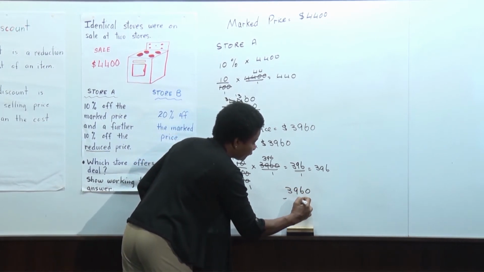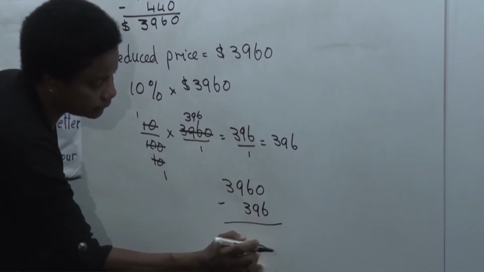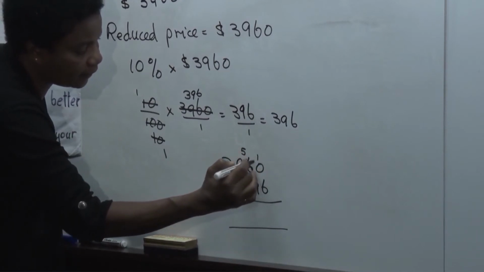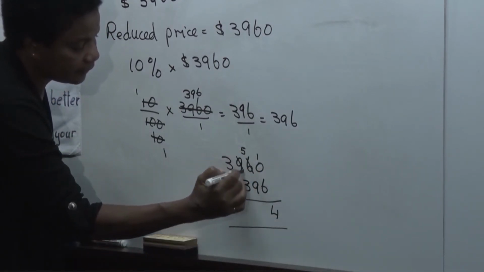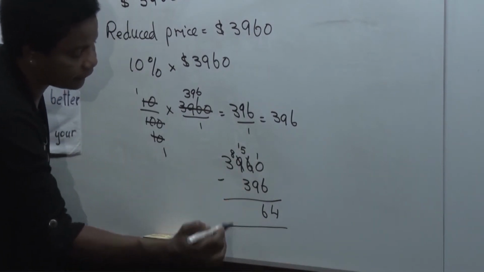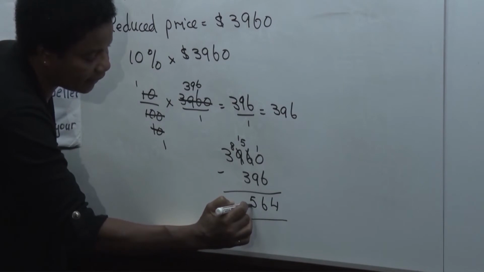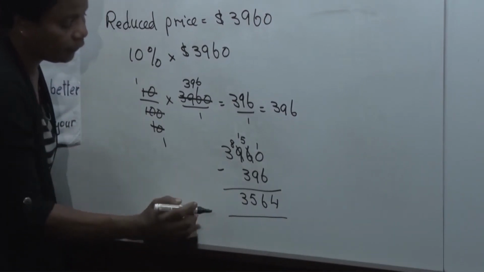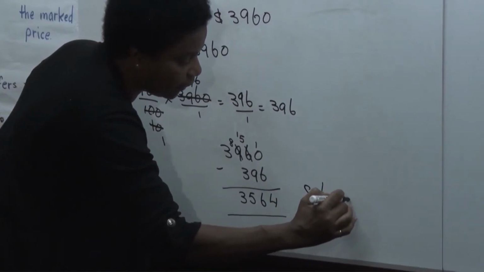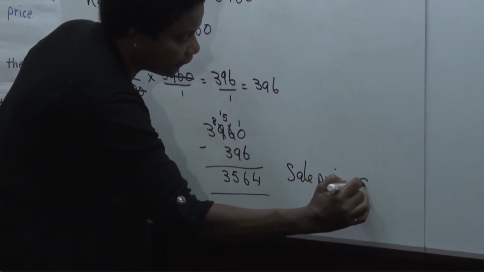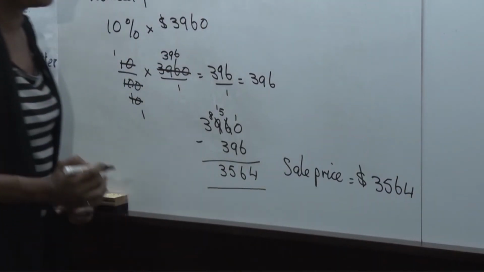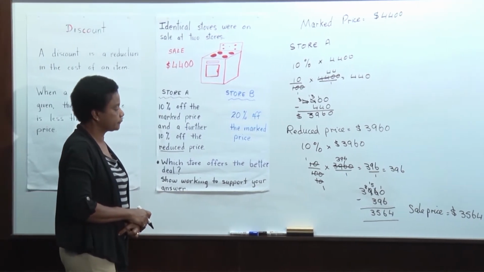So let's find out how much that works out to be. You're going to subtract 396. 0 take 6 cannot. We're taking from the tens column. That's a 4. 9, that's an 8. 15 take 9 would be 6. 8 take 3, 5. 3 take nothing, 3. So our final price, or our sale price at store A, is $3,564. Are we in agreement?